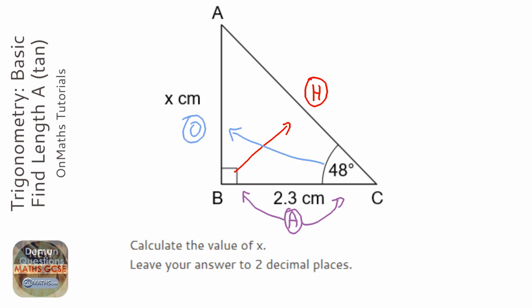Well, the A has the 2.3 next to it, so that's interesting. The O has the x next to it, so that's interesting. The hypotenuse isn't really used in this question, so we can cross that out. Next, we're going to write our SOH CAH TOA.